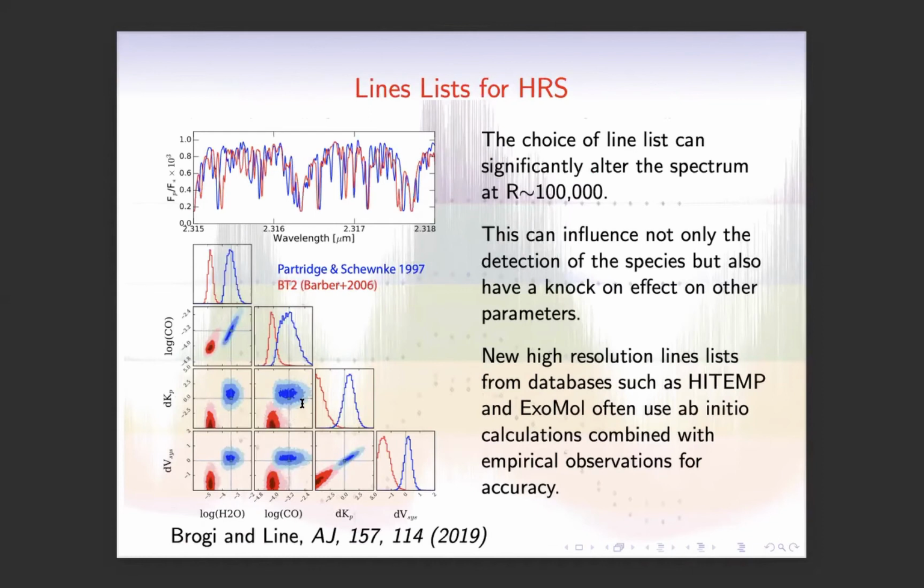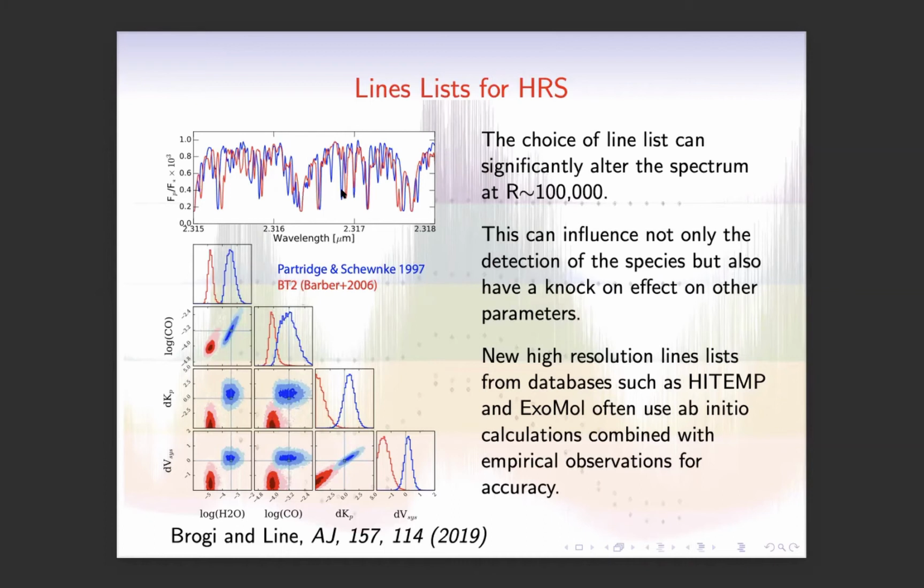Now, the line lists are really important because the choice can actually significantly alter the spectrum. So here you're seeing an example from Brogi and Line 2019, which shows two different water line lists, the Partridge and Schwenke and the BT2 line list. And you can see that at high res in the K-band, there's actually quite significant differences between the two. Even for these strong lines, you can see here there's differences.